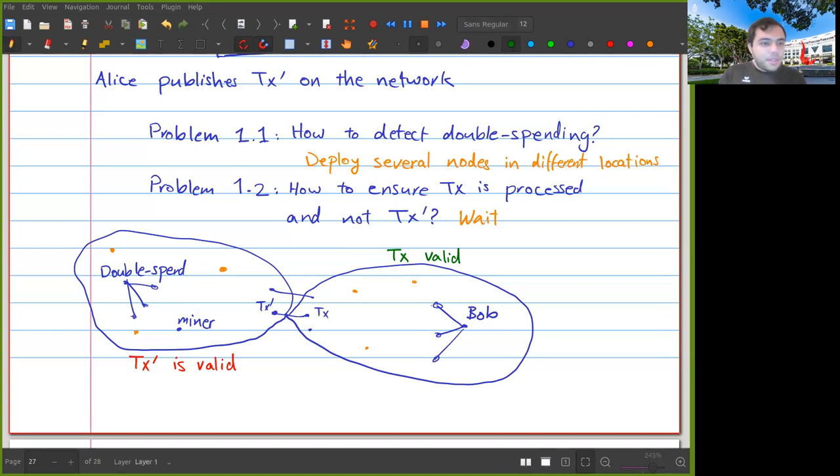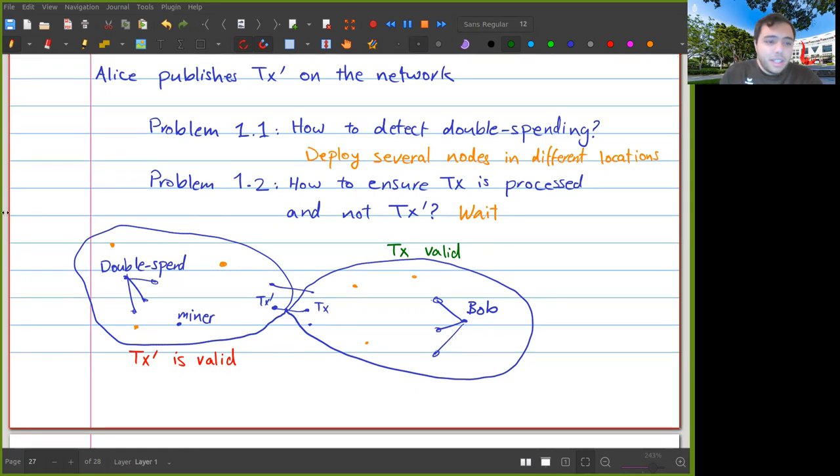So let me just go and answer the questions before continuing. Okay, so there's a question, how long is the waiting time in real life? As I said, if you want to be really, really sure, you can wait an hour. But in practice, if you have many nodes, you can do it instantly, and it's safe enough.